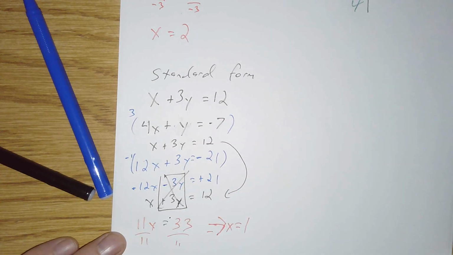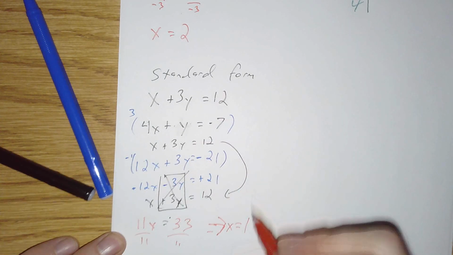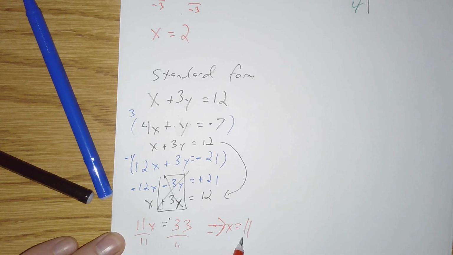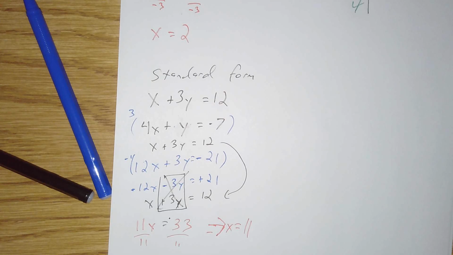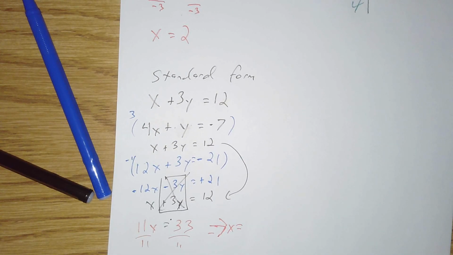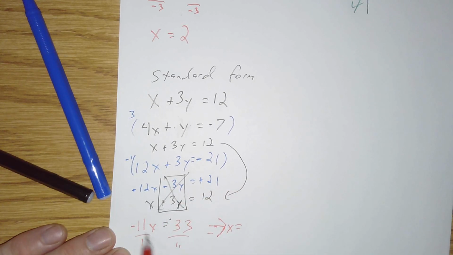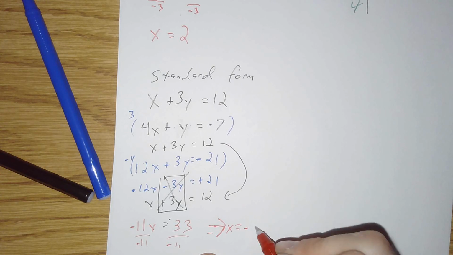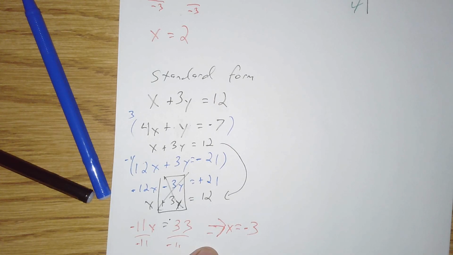Okay, so I'm going to take, no, x doesn't equal 11, x equals 3. What am I doing? And this should be negative 21. This should be negative 21, negative 11, divided by negative 11, and this is going to be negative 3. I almost made a couple of mistakes there. All right, so my x value is now negative 3.